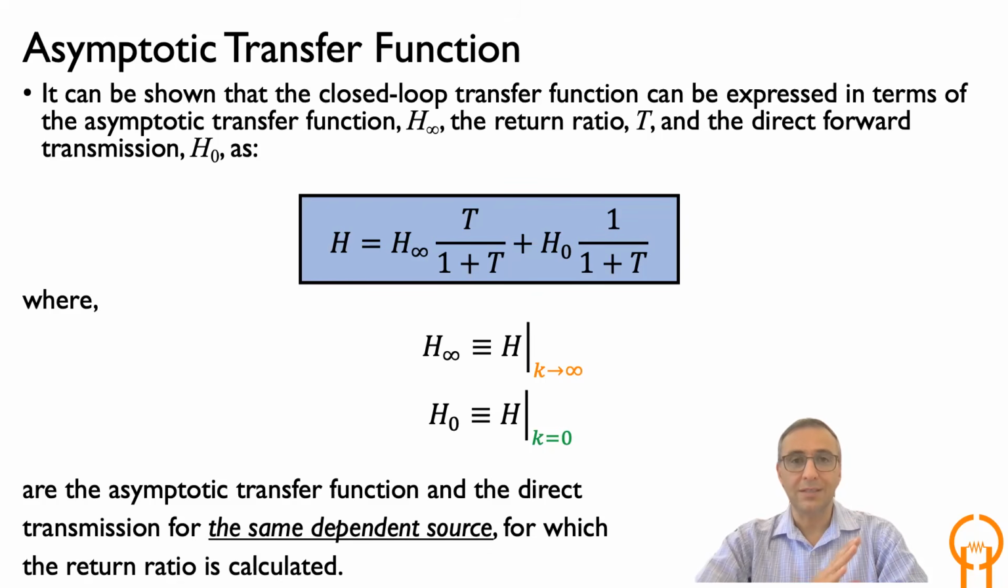So the key important thing about this formula is that this is an exact formula. This is not an approximation. So you can actually find the exact transfer function. However, all three of these parameters should be calculated with respect to the same source, meaning H infinity is when K in front of that source is infinity. T is calculated when K is set to 1 and the return ratio is calculated. And H0 is calculated when K is 0. If you calculate these for different sources or different parameters, then you will not get a correct result. But as long as you do it for the same source, you will get the correct result.